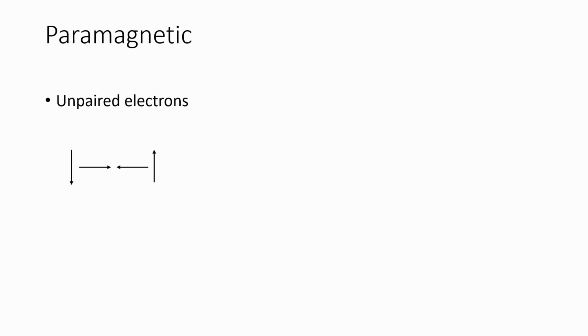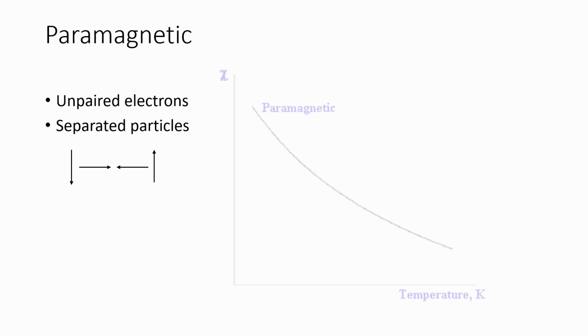Paramagnetic compounds are made up of unpaired electrons. These electrons are separated particles, as can be seen here by the arrows that are, in relative terms, widely separated, all in random directions. Seen on the magnetic moment versus temperature graph, a paramagnetic complex has an almost linear graph. It shows how the magnetic moment and temperature for a paramagnetic compound is near linear.